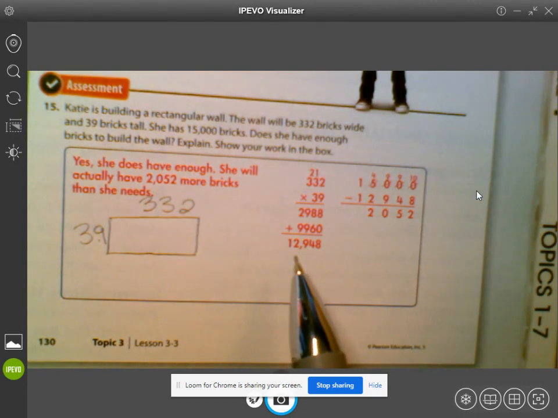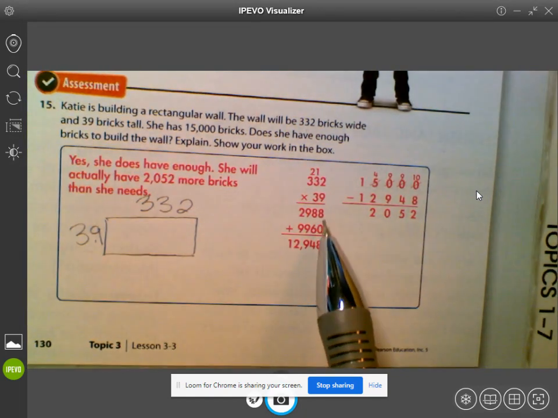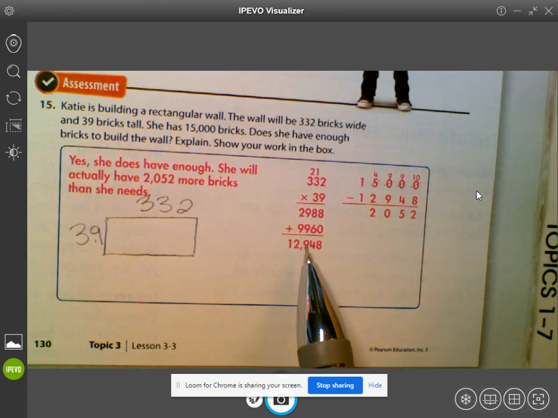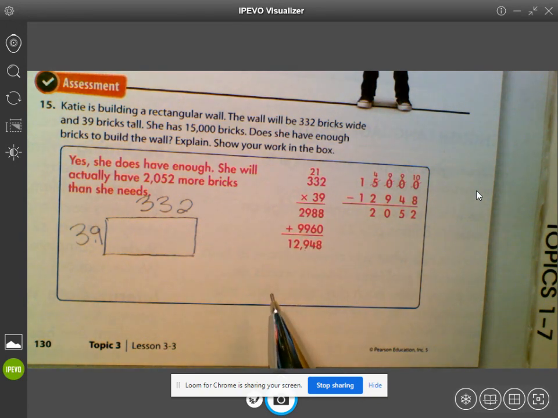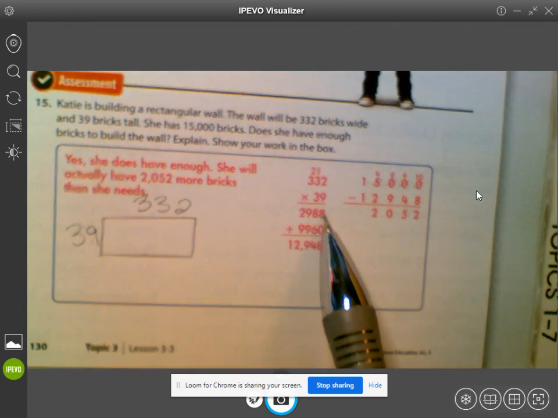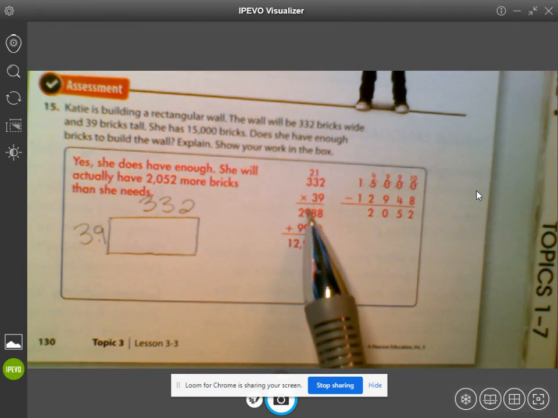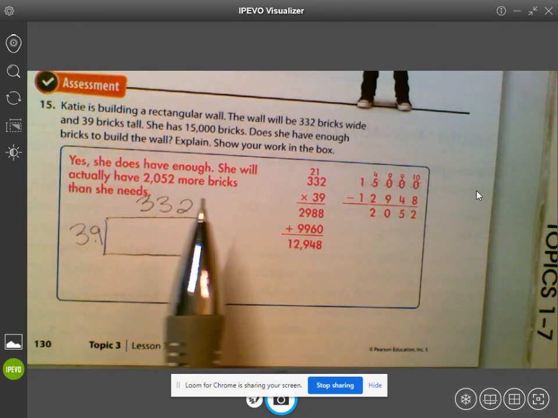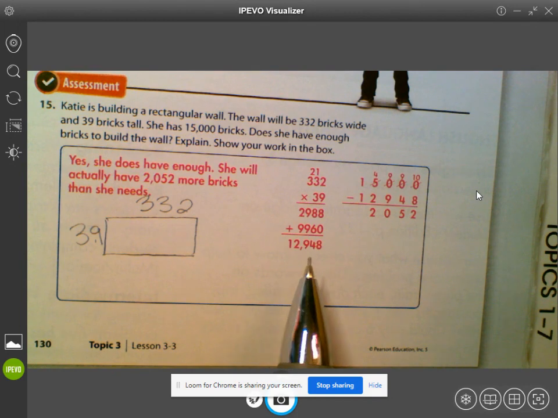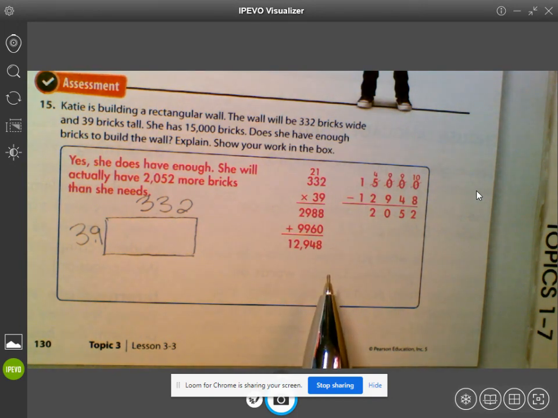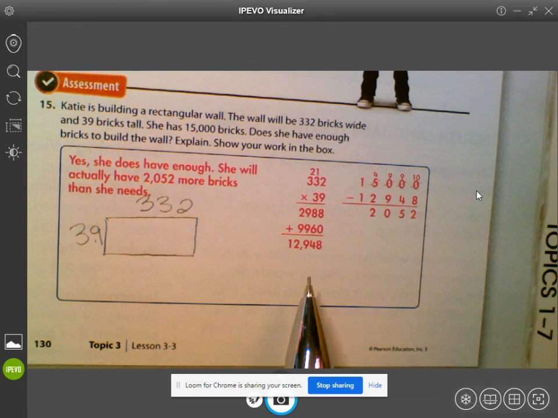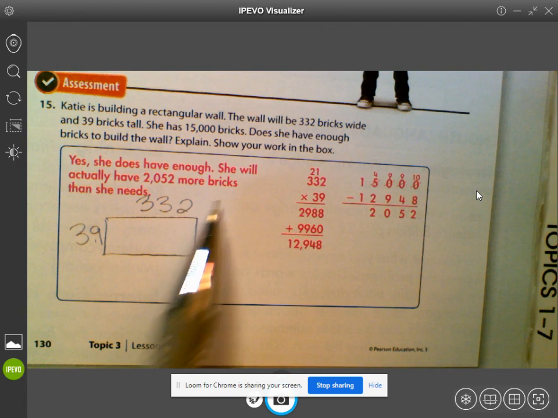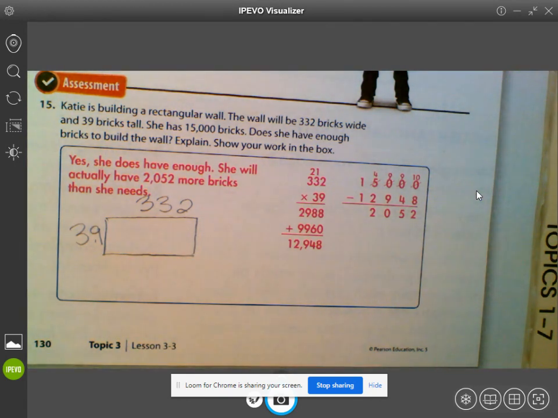If you notice that your answer is different from mine, look at the partial products. See if your partial products are the same. If they are the same, then that means you just made a silly mistake while adding. If one of your partial products is a little different, that means you made a silly mistake while you were multiplying. So she does have enough bricks because the area of the wall will be 12,948 bricks. Well, she has 15,000, so she has more than enough bricks to build the wall. 2,000 more. Yep, she has 2,052 more bricks than she needs, so she'll have plenty of bricks to build her wall. Are there questions?